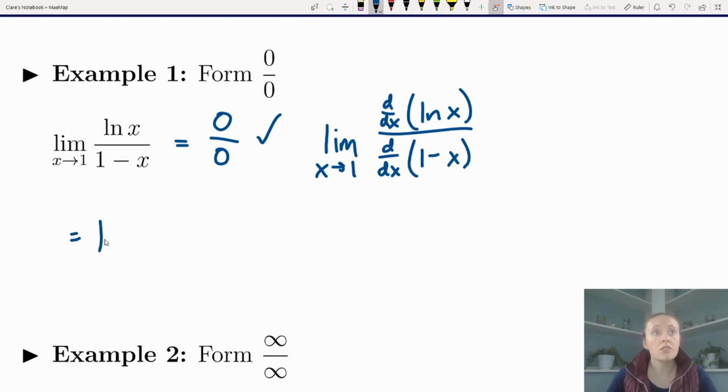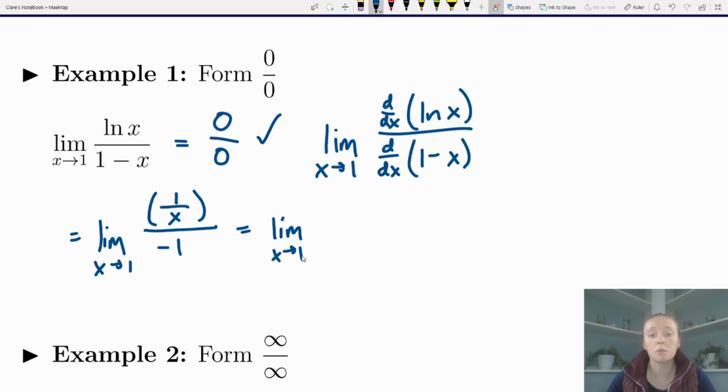So this is going to be equal to the limit as x approaches 1 of, well, the derivative of ln of x is 1 over x, so that's in our numerator, and we're going to put that over the derivative of our denominator. 1 goes to 0, so for negative x, the derivative is going to be negative 1. So for our limit, we have the limit as x approaches 1 of 1 over x over a negative 1, so that's negative 1 over x. And if we plug in 1 for x, we'll get negative 1 over 1, which is equivalent to negative 1.